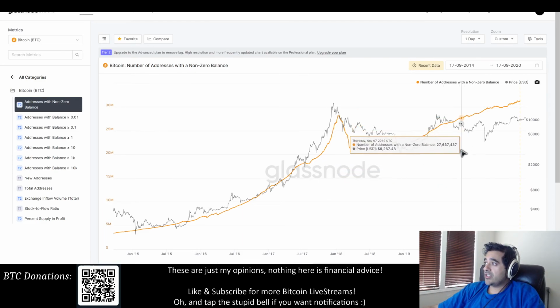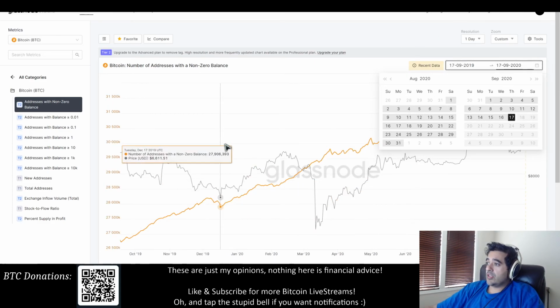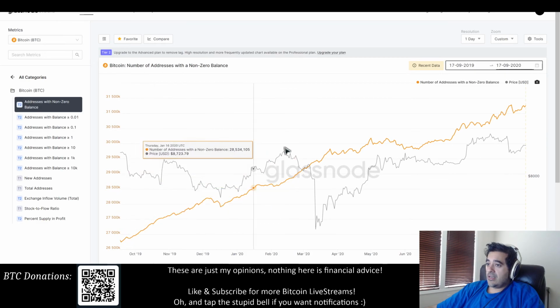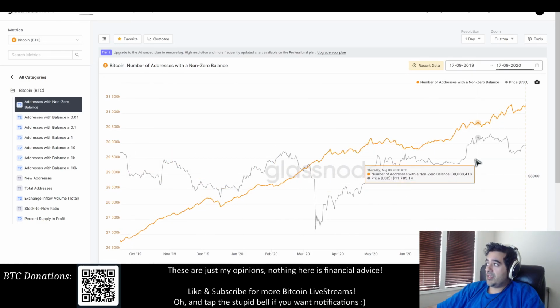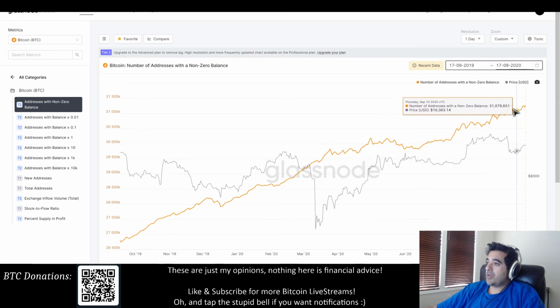This is super interesting. You can look at it and you can adjust the dates. Like right now I'm looking from September 17th, 2014 to September 17th, 2020. And I can just change the date here to 2019 and look at just the last year. I can have a clearer view of what's been happening this year and how far off we are. We almost got a little more correlated here, but the number of addresses spiked even more.